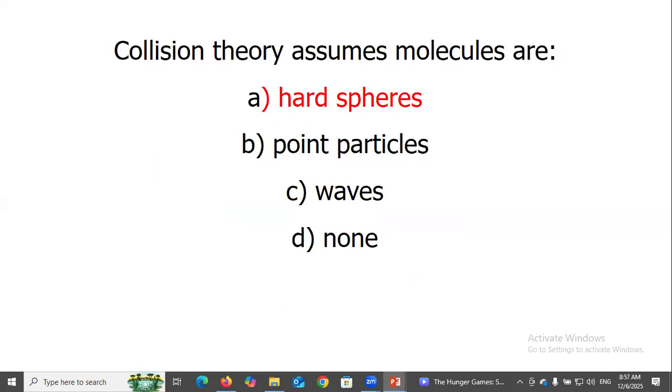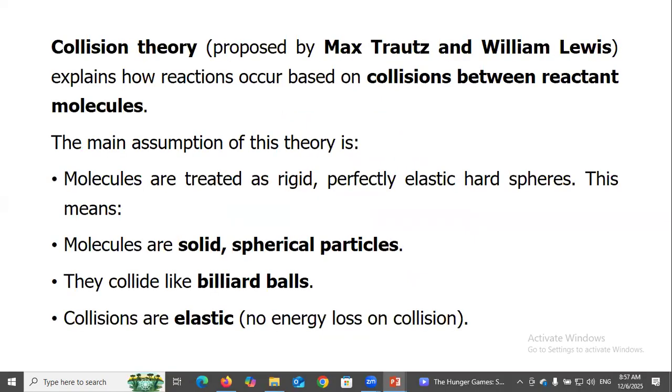Collision theory assumes molecules are hard spheres, point particles, waves, none. Option A, hard spheres. Collision theory proposed by Max Trautz and William Lewis explains how the reaction occurs based on the collision between the reactant molecules. The main assumption of this theory is the molecules are treated as rigid, perfectly elastic, hard spheres. This means molecules are solid spherical particles. They collide like billiard balls. Collisions are elastic, that is, no energy loss in the collision.